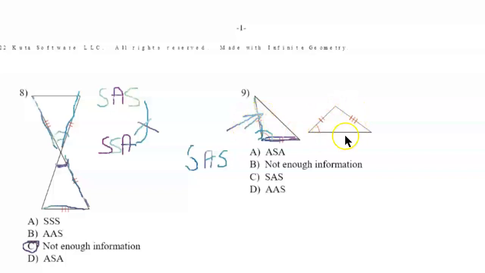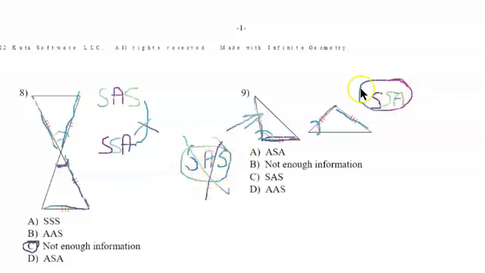With this triangle, I'll notice this double tick mark side is in between these 2. So if I were going from one end to the other, I'd end up with this side, side, angle. Because they're not the same order, they do not prove congruency. And this is not enough information.